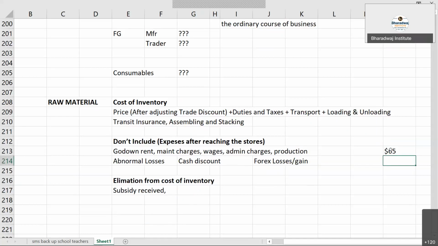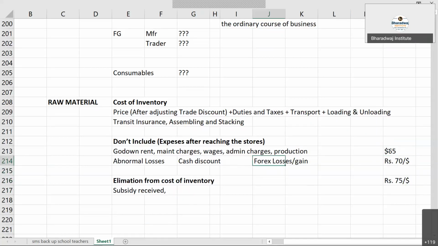That is called stacking. Let's assume we imported a material for $25. At the time, the exchange rate was rupees 70 per dollar. But by the time you paid the money, the exchange rate went to 75 per dollar. There is an exchange rate fluctuation. You are paying 5 rupees per dollar extra.